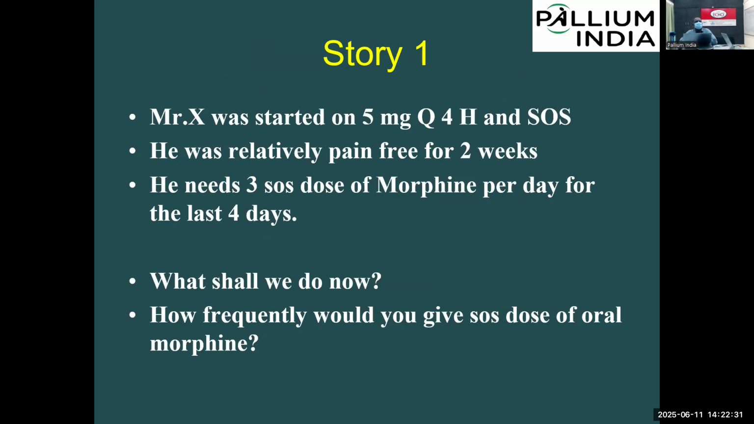So here, now our patient, we started him on morphine 5 milligram every 4 hourly with SOS dose. And he was having very good pain relief for the last 2 weeks. But then his pain increased and he started taking SOS dose. He was taking 3 SOS doses of morphine per day for the last 4 days. And do we need to do anything with the dosage of morphine now? Any idea?